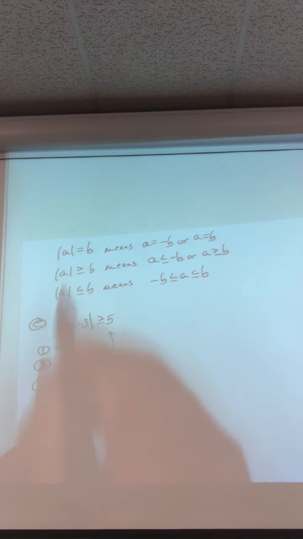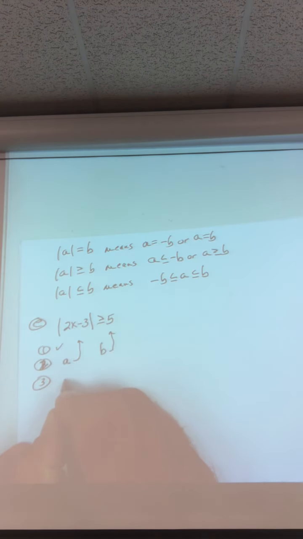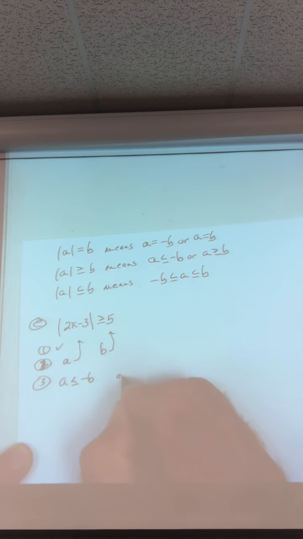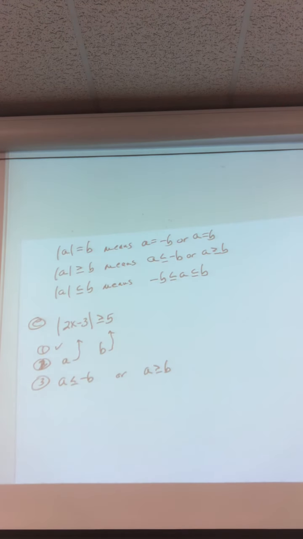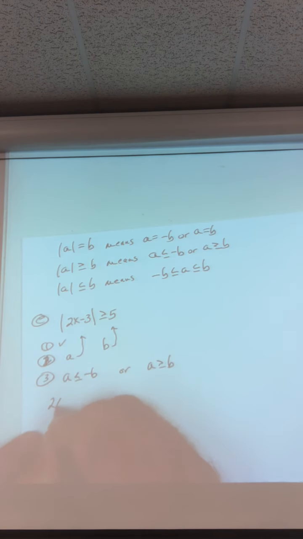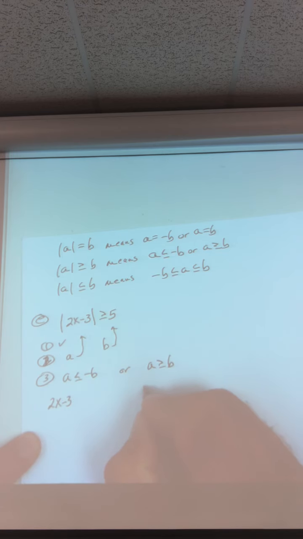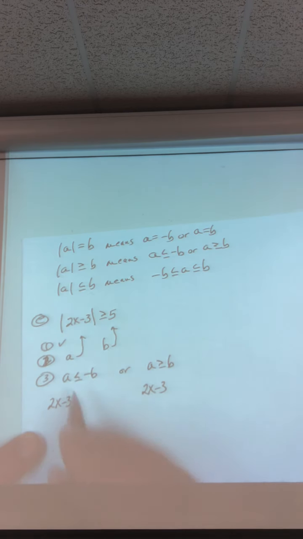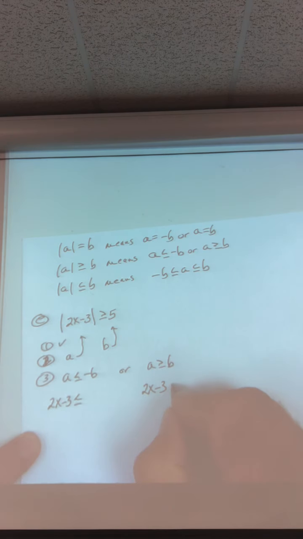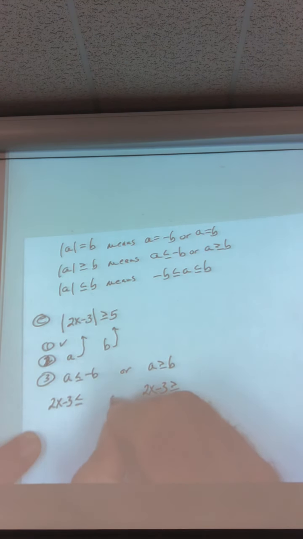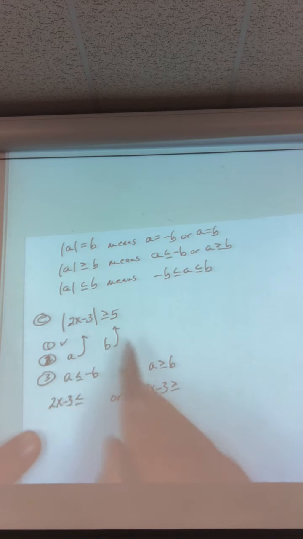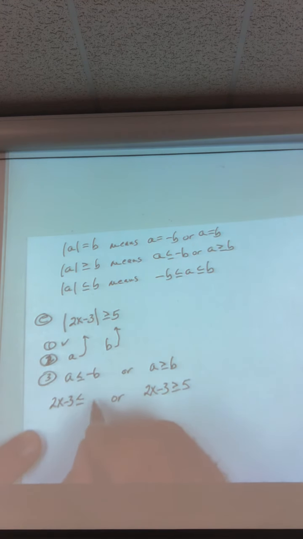You're going to have to memorize these 3 formulas. A less than or equal to negative B, or A greater than or equal to positive B. All right, so what do we replace A with? 2x minus 3. This one is a less than or equal, this one is a greater than or equal. Now, what do we put in B's place? 5, but that's got to have a negative with it.